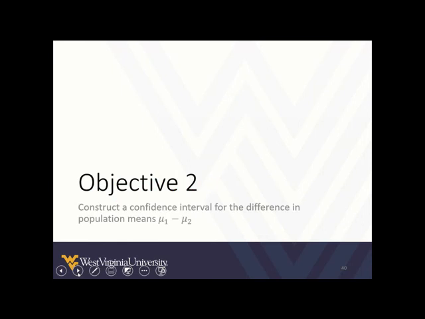Okay, so now at this point, this does bring us to our second objective, and that's to construct confidence intervals for our differences in the population means mu 1 minus mu 2. Now, just as there was before, we do have the three different cases. I'm going to go through them relatively quickly and then do three examples.